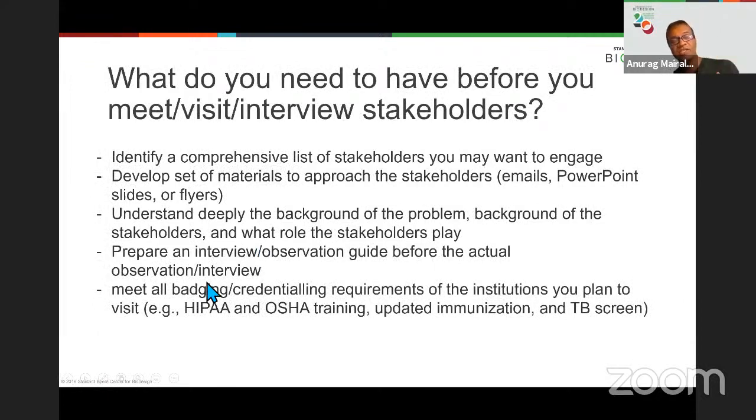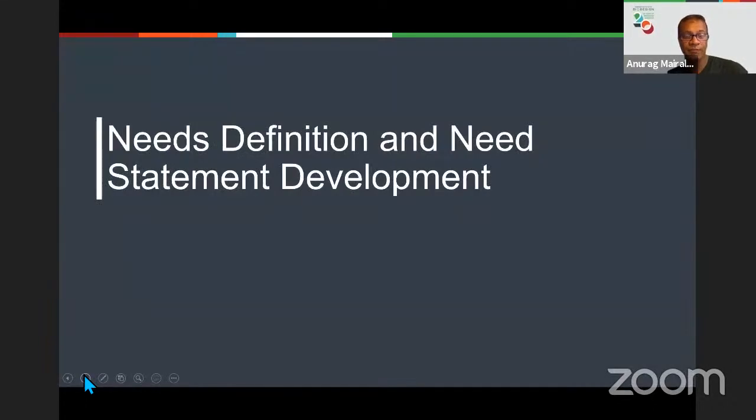Once you have your list of stakeholders, you prioritize, figuring out which ones you want to observe, which ones you want to interview, and which ones you want to do more background research on. And here are some guidelines as to what you need to do to prepare for that. But I'm going to skip the details of it right now.